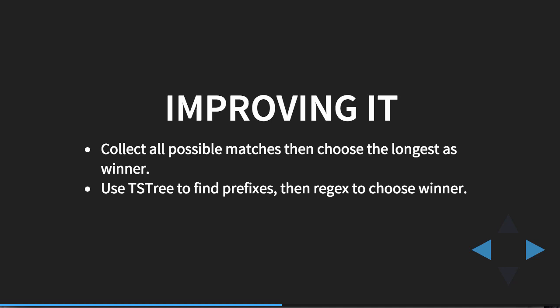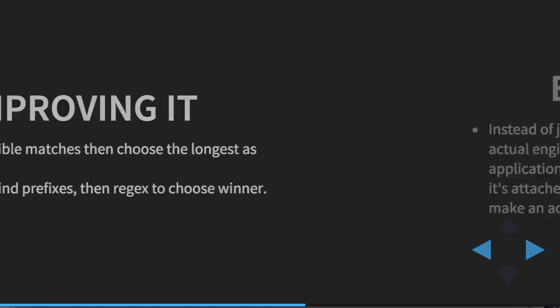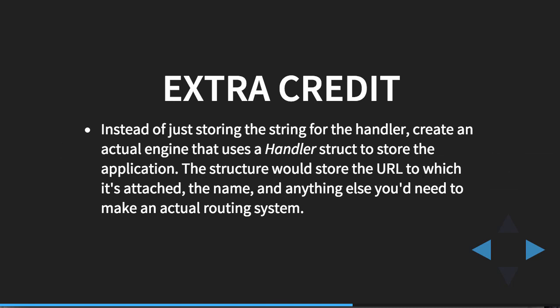Collect all possible matches, then choose the longest one as the winner. That's another thing you could do. You could also find prefixes, and then use a regex to choose the winner. Extra credit, instead of just storing the string for the handler, create an actual engine that uses a handler struct to store the application. The structure would store the URL to which it's attached, the name, and anything else you'd need to make an actual routing system.